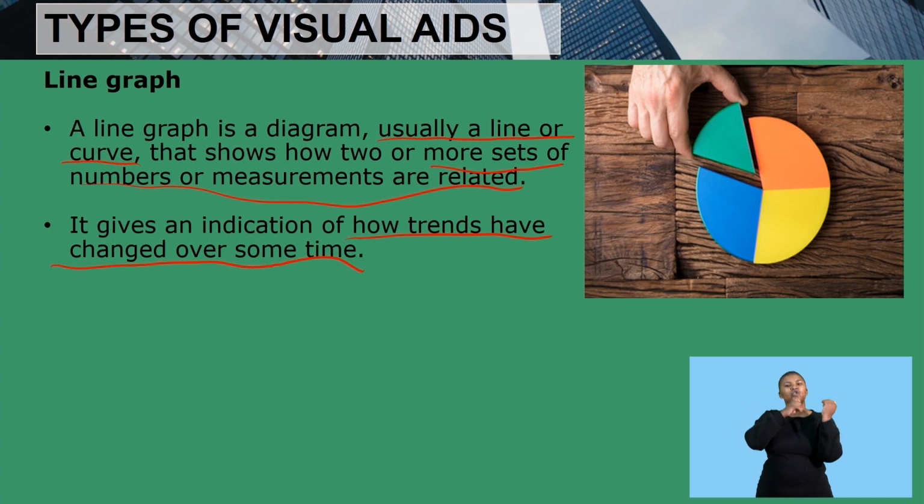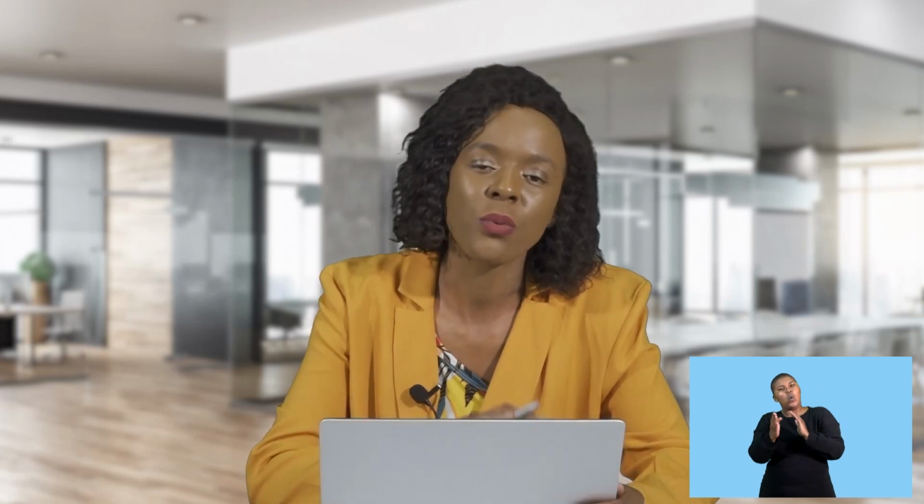So when we use a graph, we want to see how the trends are going. You would see the line. If it curves down, then it simply means that the trends were going down. If it goes upwards again, then it shows that they were going up.